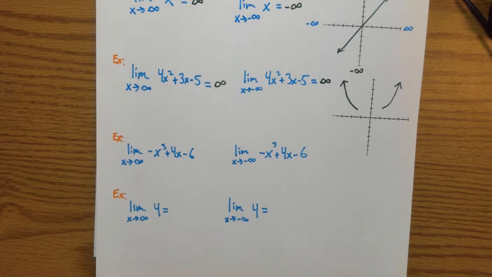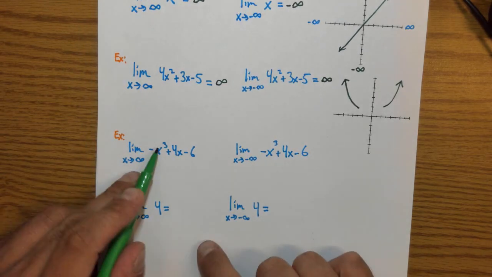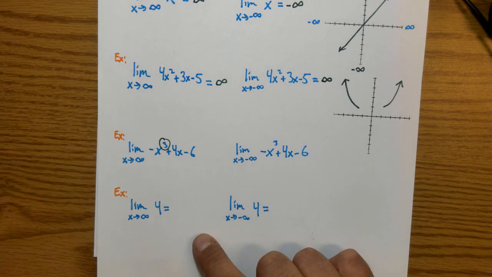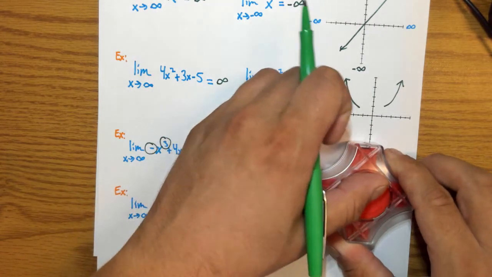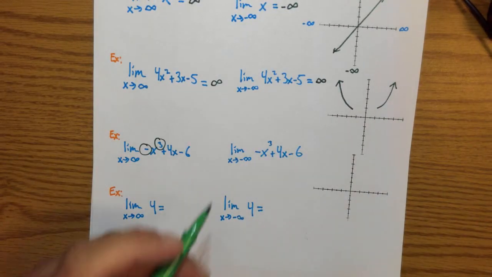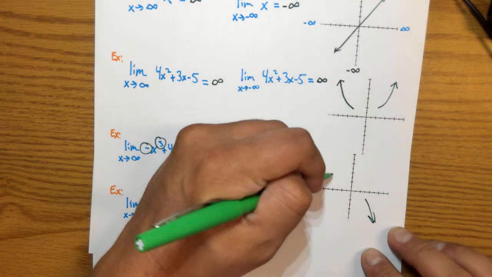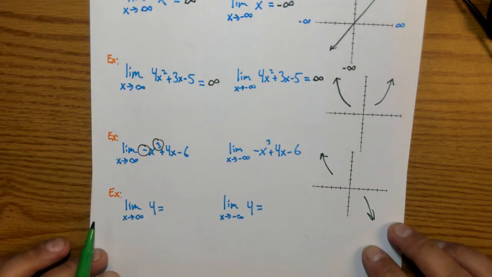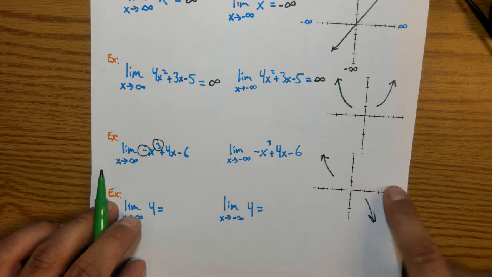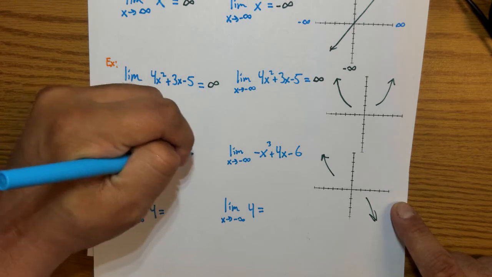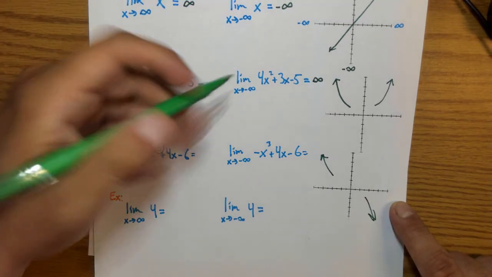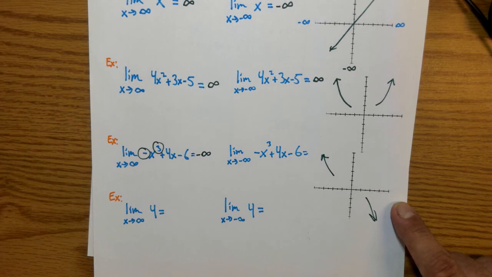What about this one down here? Now, this is a cubic. It's a cubic function, so its degree is 3. And it's also negative. So it's a negative odd function, which means that our right side is going down and our left side is going up. So as x approaches positive infinity, our y value is going down and it's approaching negative infinity. Just as simple as that.